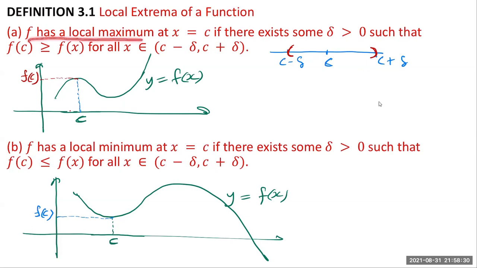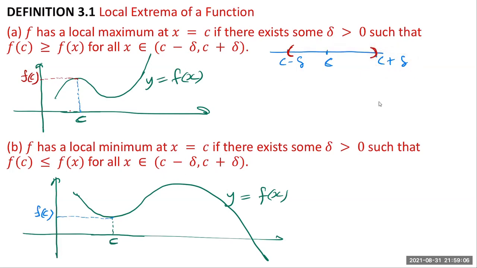f has a local maximum at x = c if there exists some delta greater than 0 such that f(c) is greater than or equal to f(x) for all x in the interval (c − δ, c + δ). This is the geometric representation of the interval. You have c in the middle. You measure delta this way, you get c − δ, and then you measure delta to the right, you get c + δ.